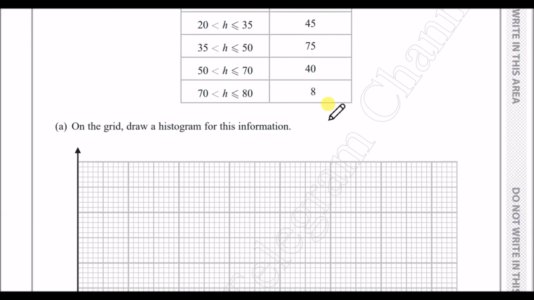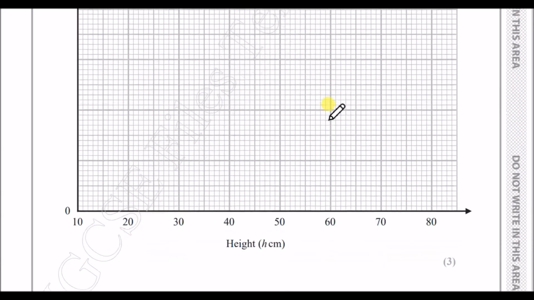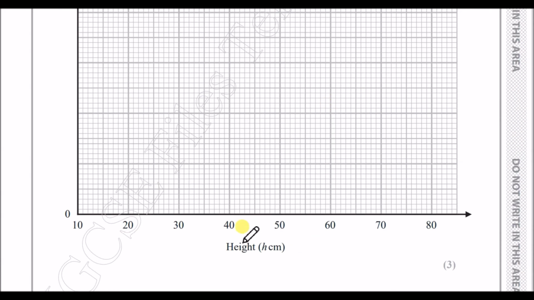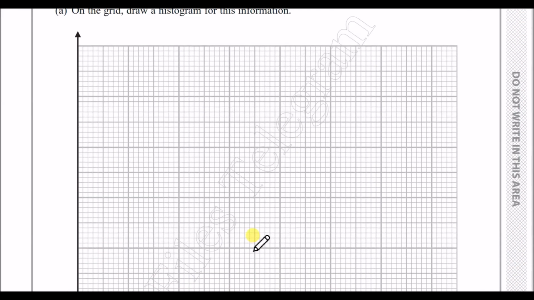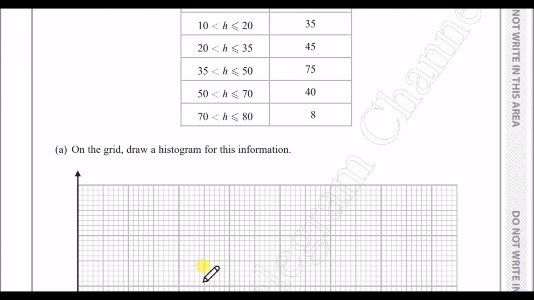On the grid, draw a histogram for this information. Cool. So histogram, what do we need for a histogram? They don't give us much, do they? So they give you the height, which is the class width. So a histogram needs two components here. You need firstly the class width, which is the interval range. So we have that class width. We need the frequency, which we got. We can call it F. And we need one more component, which is the frequency density. So frequency density, FD. So frequency density is pretty much the height of the graph.